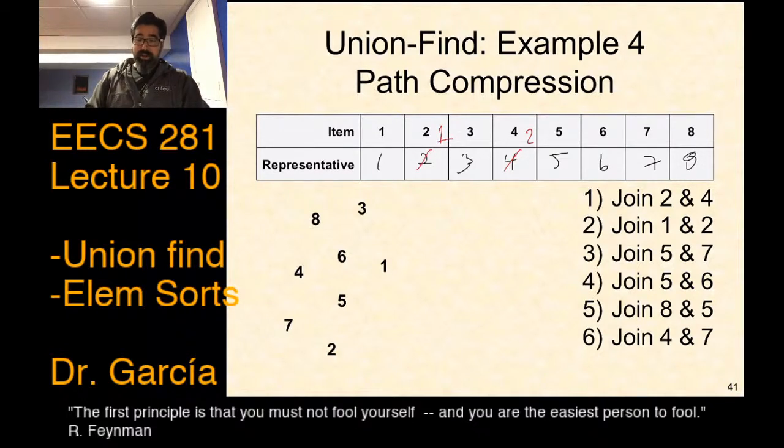Okay. Join of 5 and 7 means that now 5, okay, makes sense, is the representative for 7. Then join of 5 and 6 now means that 5 represents 6. Join of 8 and 5 means now that 8 represents, okay? 5.